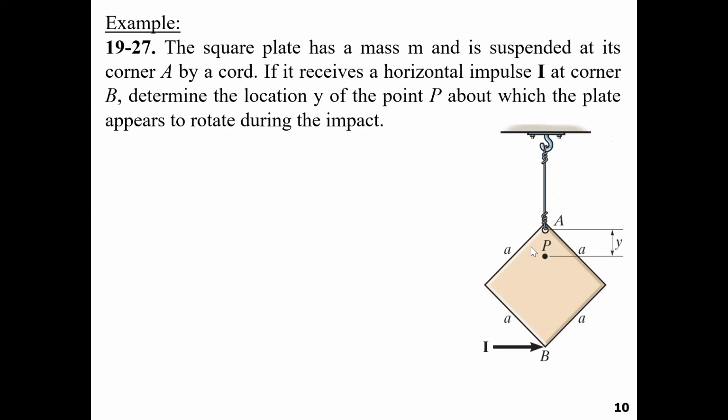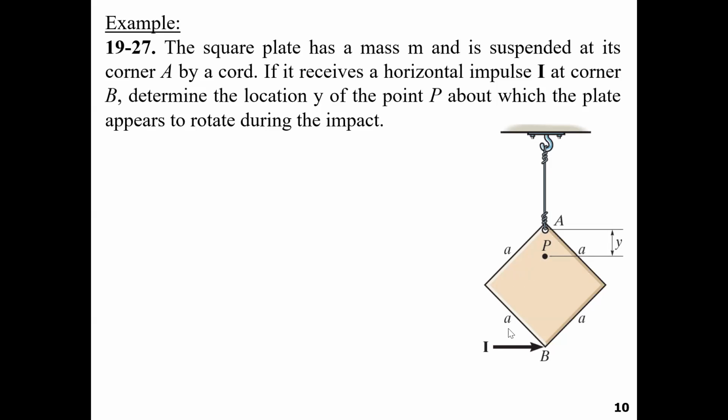You have a square plate hanging here from one edge. The square has a mass of m and is suspended at point A by a cord. You apply a horizontal impulse. This is not a force, this is an impulse, so it's like the integration of force over time already. You apply an impulse I here at this corner, and you want to find the location of the point P, about which the plate rotates.